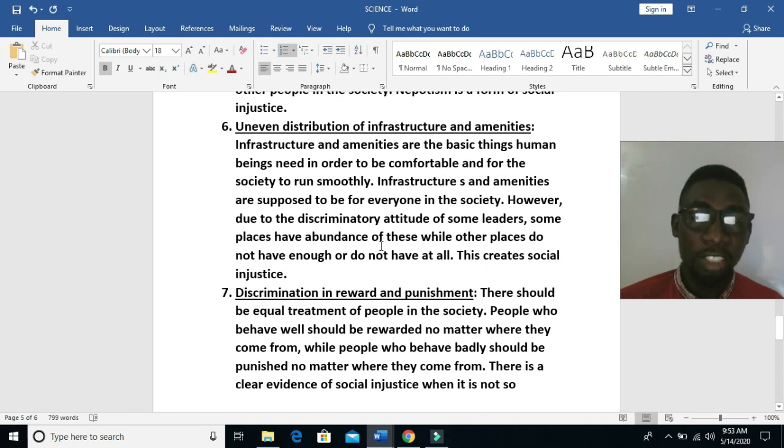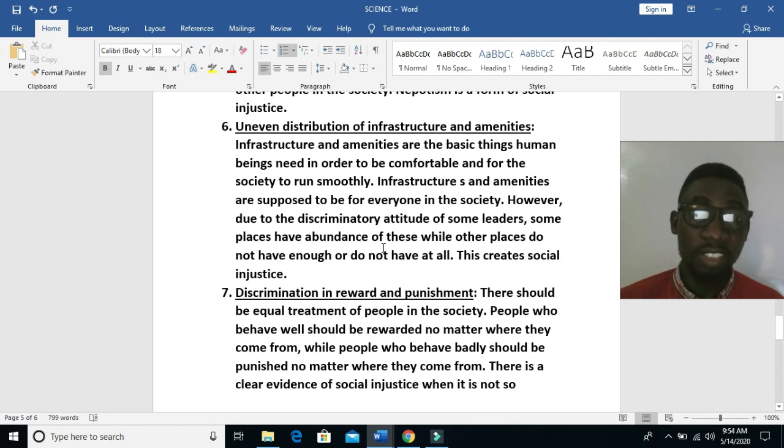Now, infrastructure and amenities are supposed to be for everyone. But due to the selfish and discriminatory attitude of some leaders, they tend to make it more abundant for one part than the other. And such treatment is a form of social injustice, because everyone is expected to have access to these infrastructure and amenities. So this creates social injustice in the society.